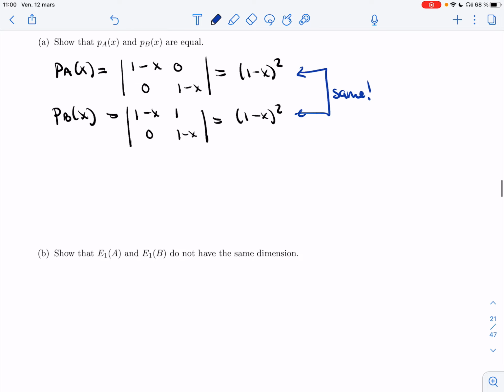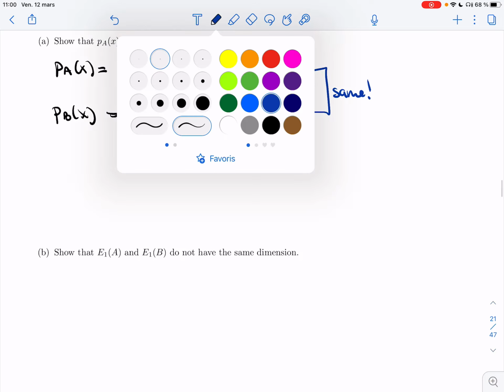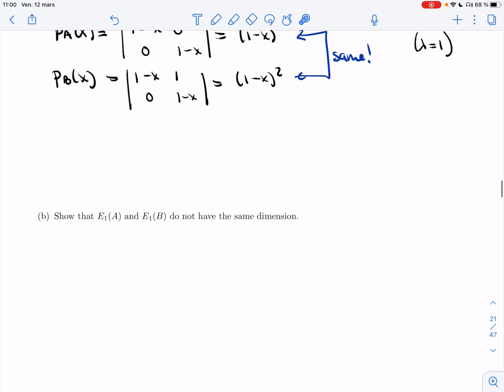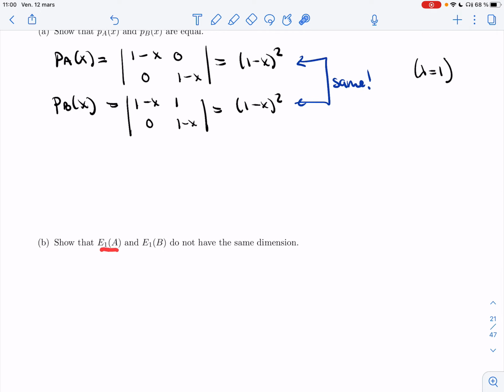Now, the only eigenvalue is lambda equals 1. I want to look at its eigenspace, so E1 of A and E1 of B. I want to show that they're different, that they don't have the same dimension. So let's look at E1 of A.